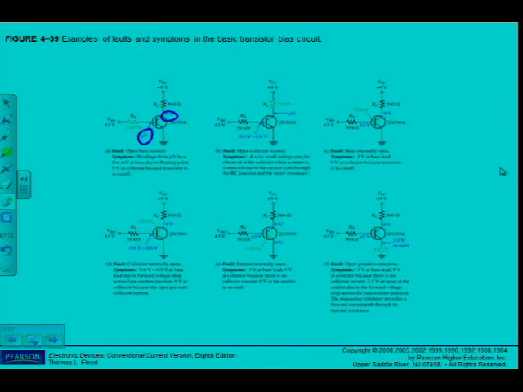How do I know the transistor is in cutoff? I can see that VCC is equal to 9 volts, and I know if I measure between collector and emitter, if I see this as a switch and it's an open switch, what will I measure over the open switch? I should measure the supply between collector and emitter. So it means that the transistor is in cutoff, so the fault is most probably what is there.